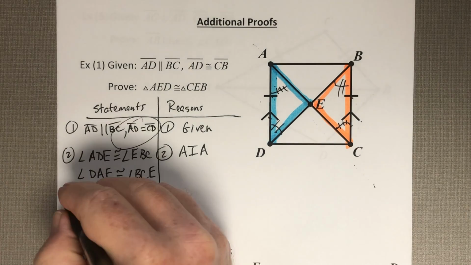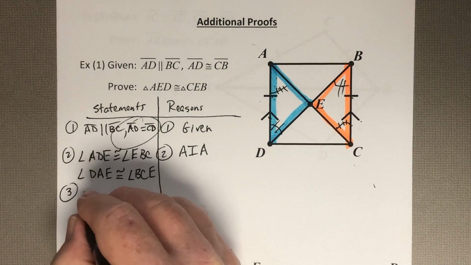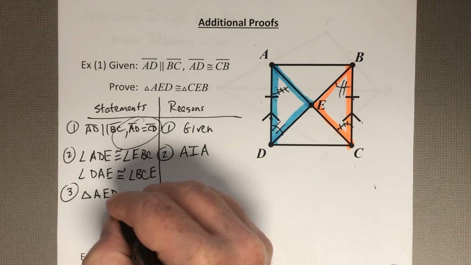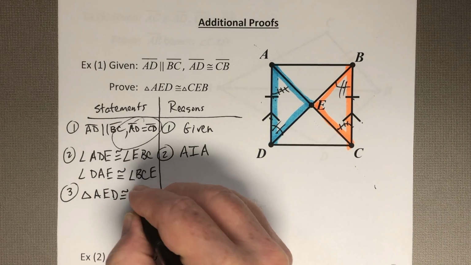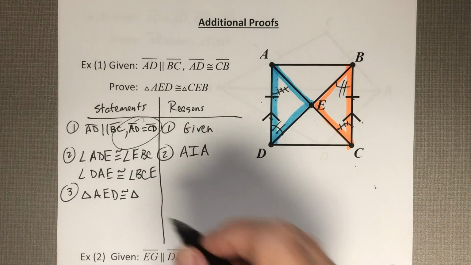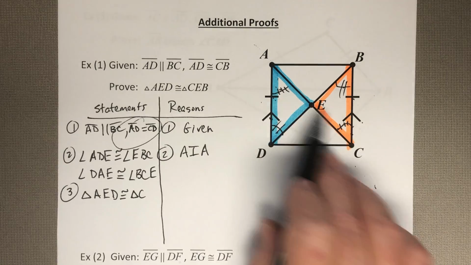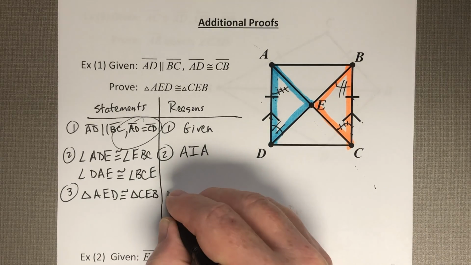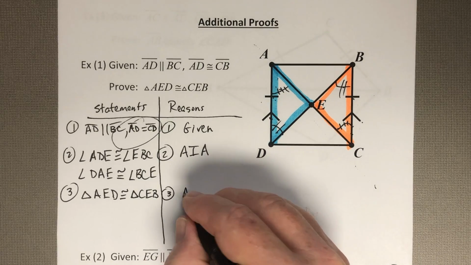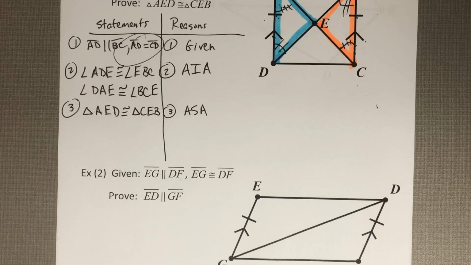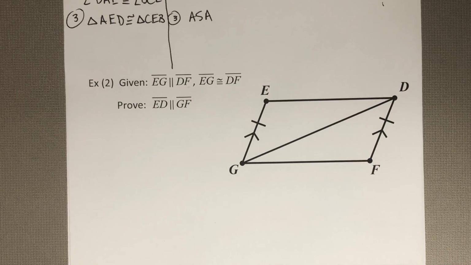So I can then say that triangle AED is congruent to triangle CEB, since C definitely corresponds with A; they each have 3 tick marks on it. My reason would be the angle, side, angle triangle congruence theorem. So there's number 1. Let's go down and look at number 2.